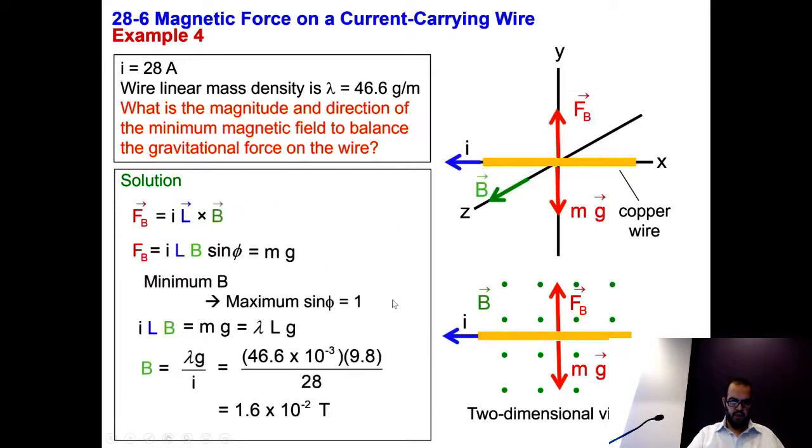When you calculate B, you find that it's equal to 1.6 times 10 to the minus 2 Tesla. You have to convert grams to kilograms: it's 46.6 times 10 to the minus 3 kilograms per meter, times g, 9.8, divided by the current, which is 28 amps. You get the magnetic field strength.